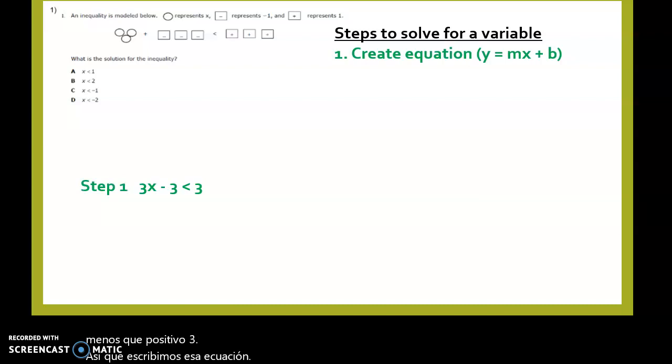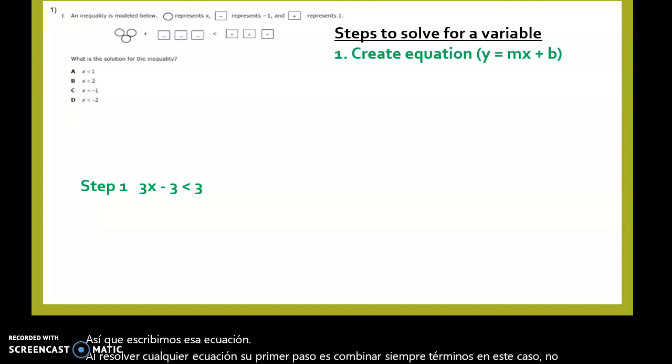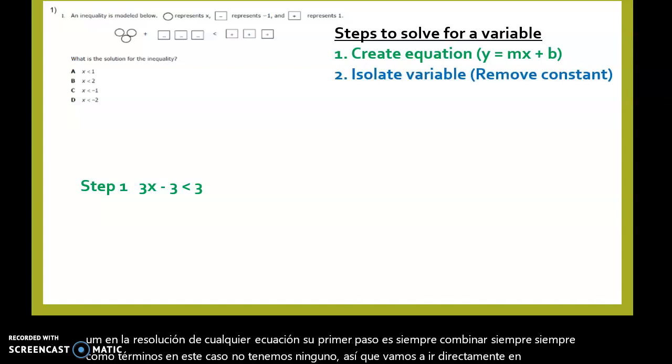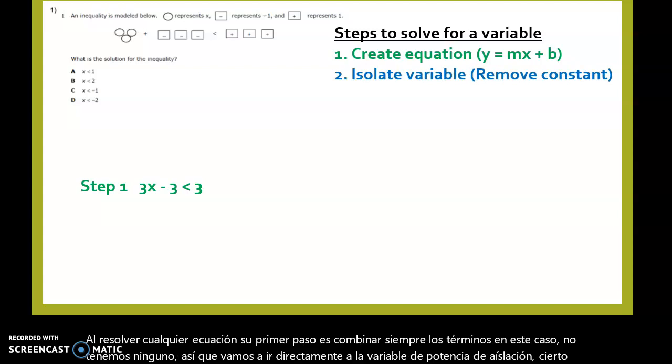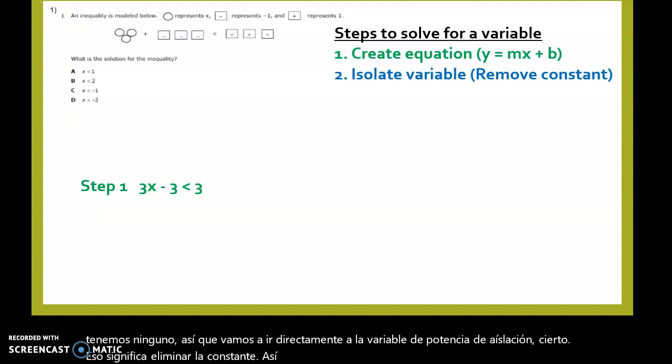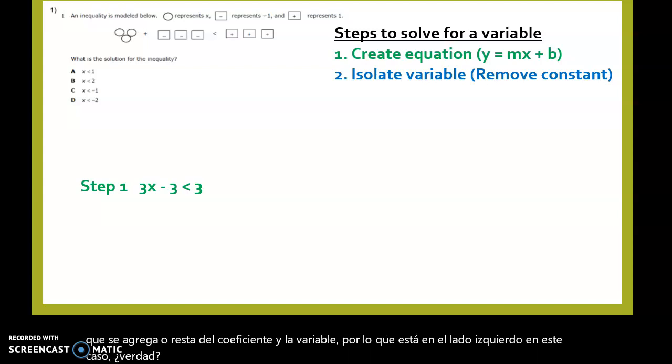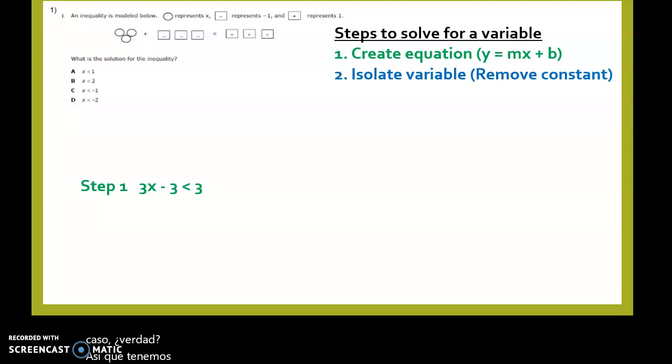In solving any equation, your first step is to always combine like terms. In this case, we don't have any, so we're just going to go straight into isolating our variable. That means removing the constant. Your constant number, remember, is always the number that is added or subtracted from the coefficient and variable. It's on the left-hand side in this case. So we have to do the opposite of -3, so we're going to add 3 to both sides.